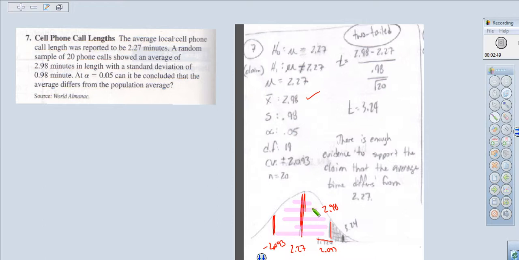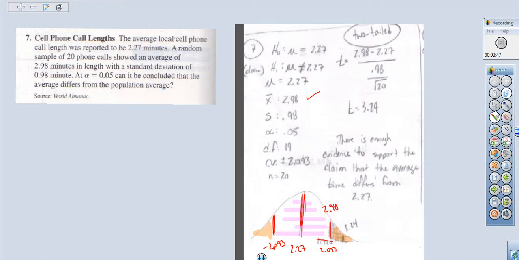So we do our calculations and find our t-value based upon what we have. Our t-value is positive 3.24. Our t-value is therefore outside of that critical area, whether it be outside on top or outside below. It doesn't matter whether it's above or below. The point is that it's outside of this established area that we can say is safe, and so we have enough evidence to support the claim that the average does differ from 2.27. We'll come back to that claim in just a minute. So why is this two-tailed? Because it doesn't have to be above, it could also be below.